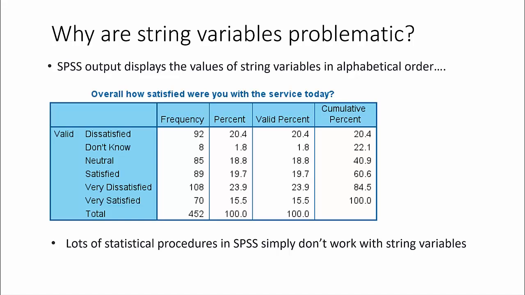Another reason is that a lot of statistical procedures in SPSS simply don't work with string variables. They simply won't appear. You can't take an average on a string variable, for example.